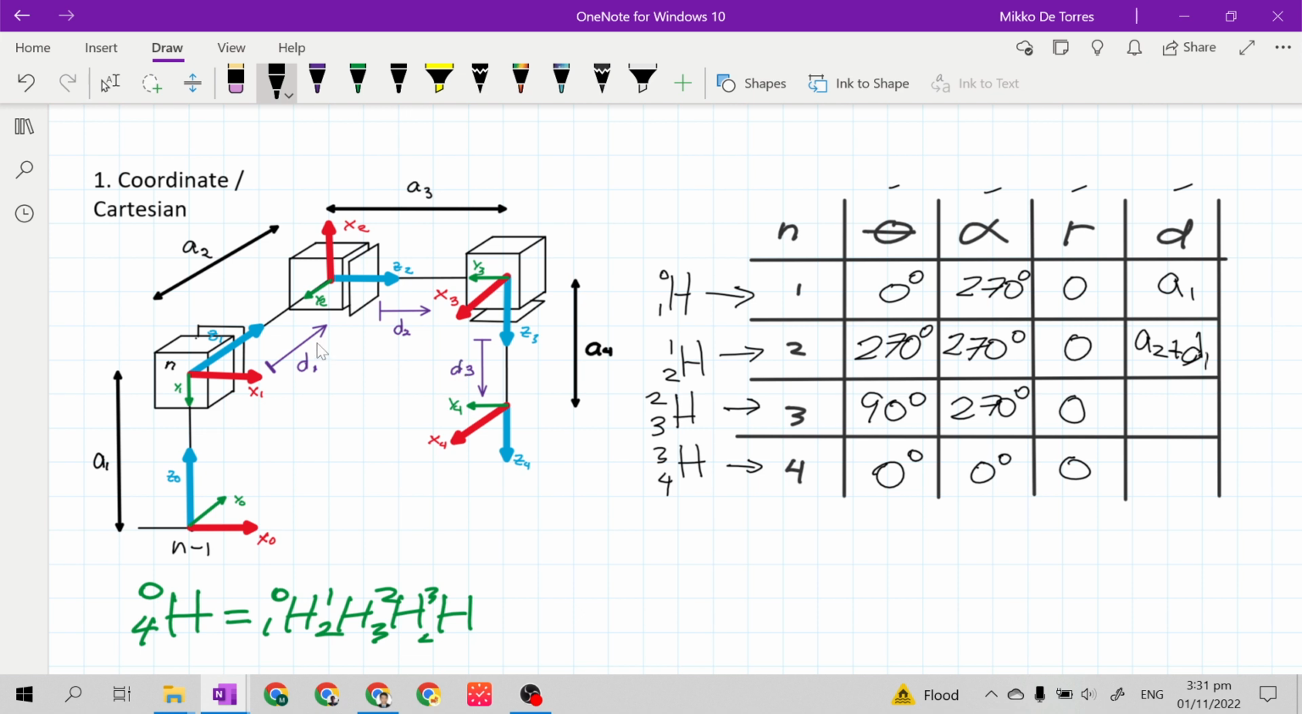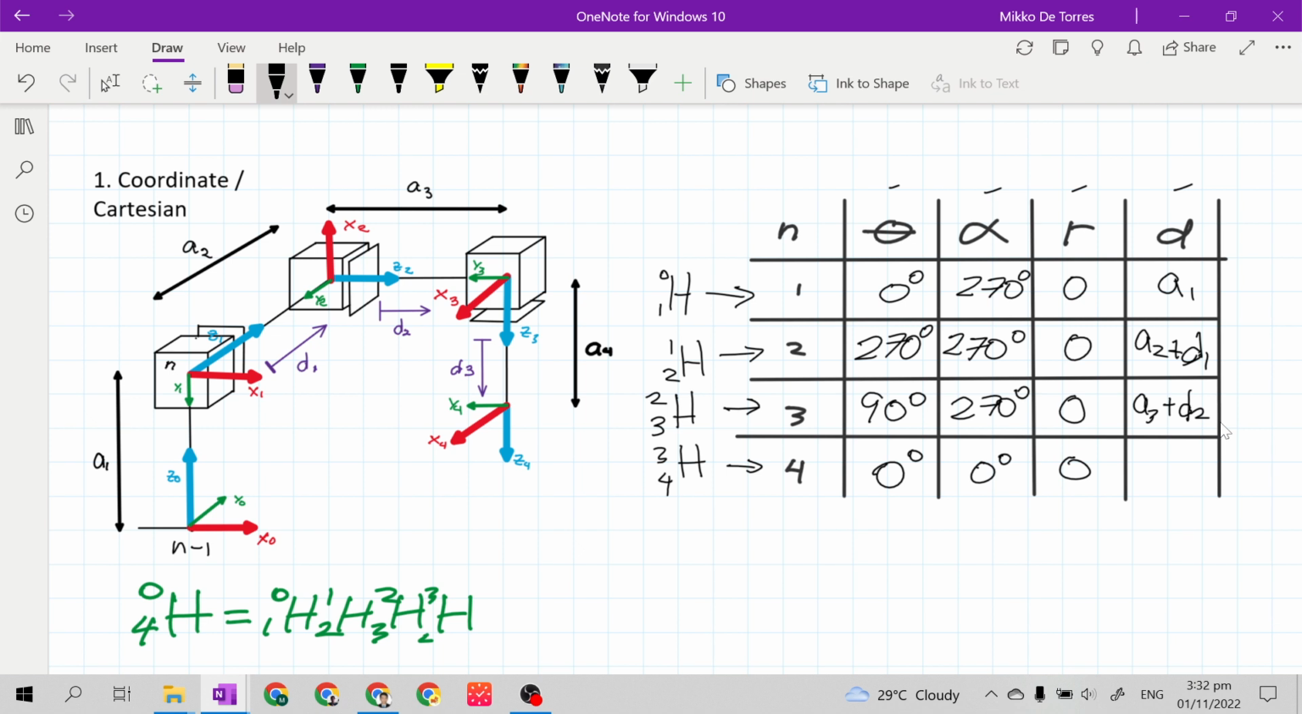Next, for the homogeneous transformation matrix of frame 3 relative to frame 2, the distance between frame 2 and frame 3 along the z sub 2 axis, because z sub 2 is now the z sub n minus 1, is A3, because A3 is along z sub 2. And we have here again another prismatic joint. The given joint variable is D2. Okay, so A3 plus D2.